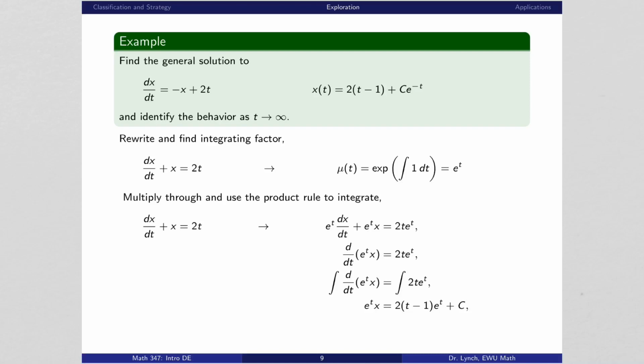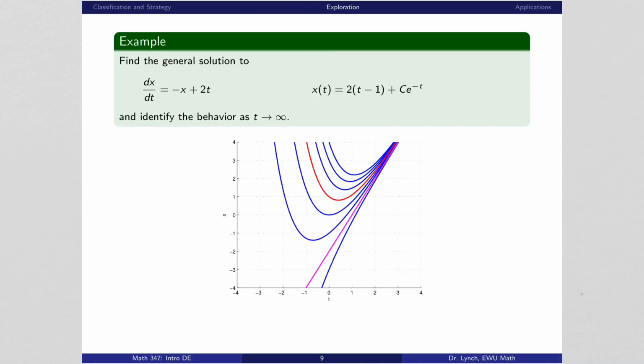So one thing we can see here is the behavior as t gets large. As t gets large, the exponential term vanishes, leaving us with just this linear polynomial, right? 2 times the quantity t minus 1. And that's actually what we saw graphically when we looked at slope fields as well. And you can see this here too, depending on the initial condition. We have different curves in the tx plane.